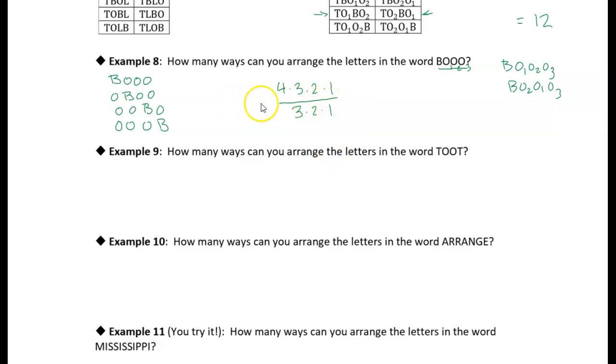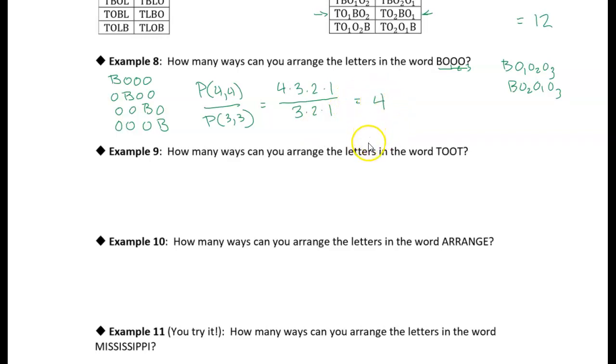So what it really comes down to is you're taking the permutation of 4 things taken 4 at a time and dividing it by the number of ways to arrange the 3 identical O's, because it results in overcounting by that number of ways, which in this case is 6. So it's going to be 6 times too many ways. And so what you end up with is 4.